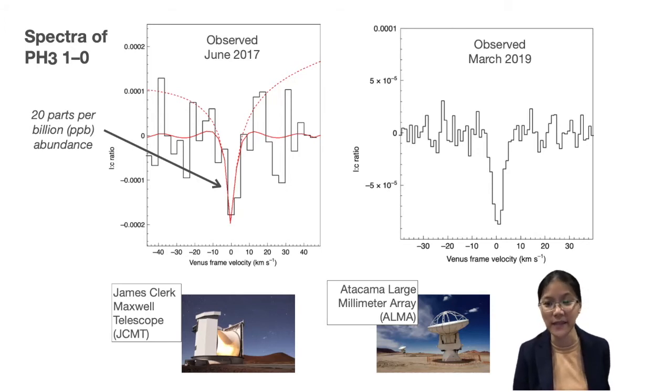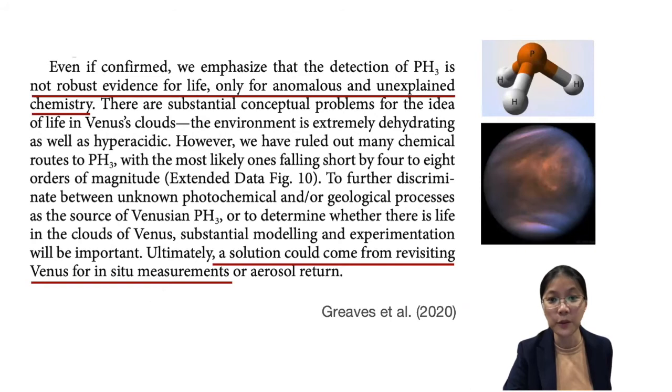Again, this is how science works. Now, more scientists and other teams will try to look for this signature and confirm this finding. And of course, the question is, what is also producing this? And in the conclusion of their paper, they emphasize that the detection of phosphine is not robust evidence for life, only for anomalous and unexplained chemistry.